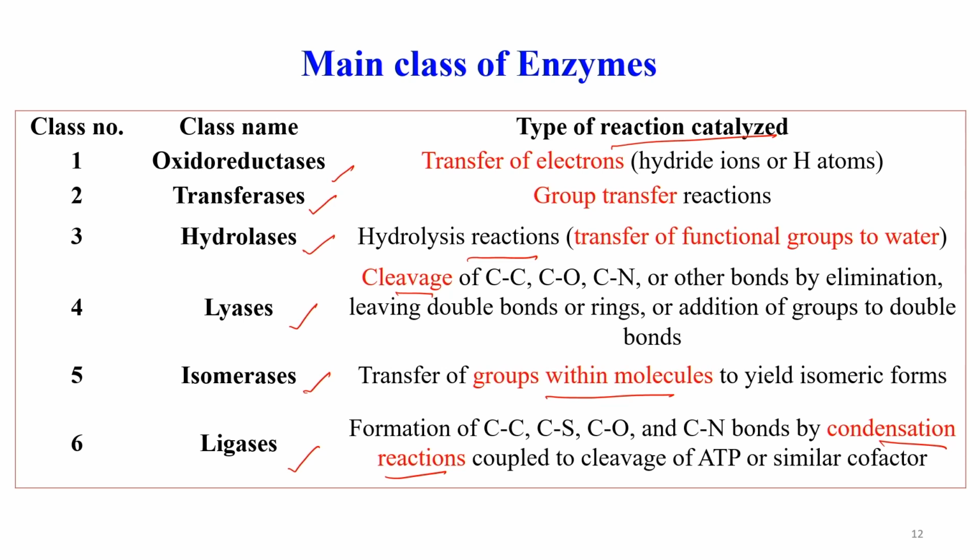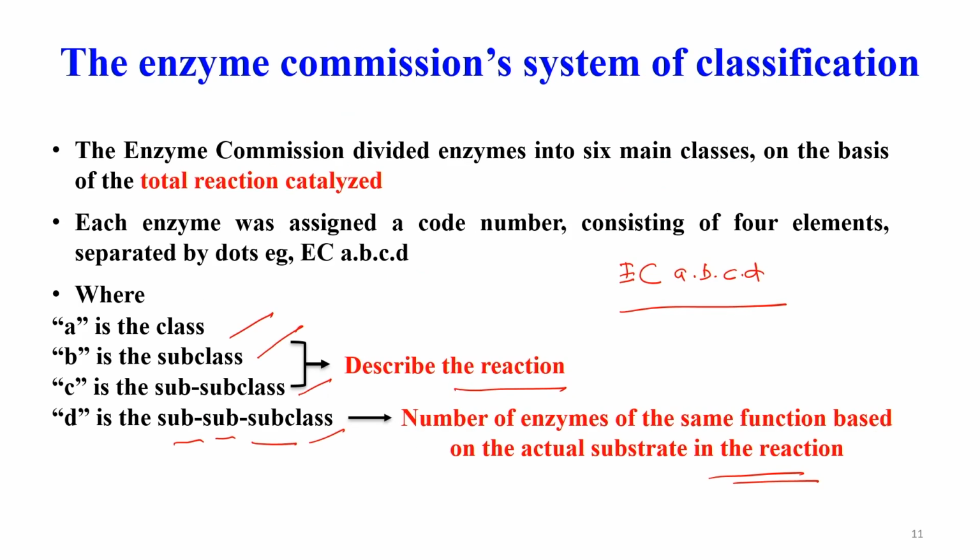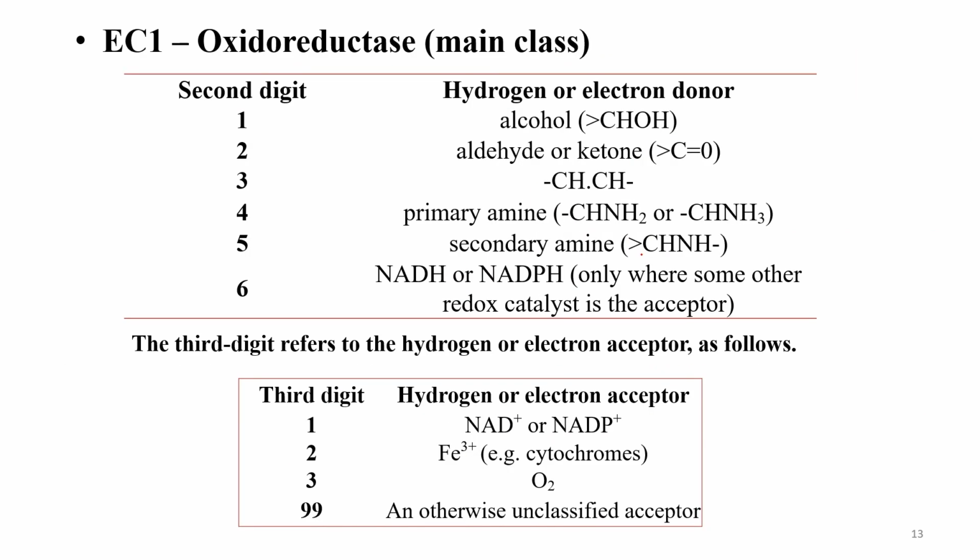So these are the 6 different classes of the enzymes. The first thing is, A is the class. Now B is the subclass. For each class, EC1 means it is an oxidoreductase, that is the main class. I have listed a few, they can have many subclasses. And the third digit, the C, again refers to different subclasses.